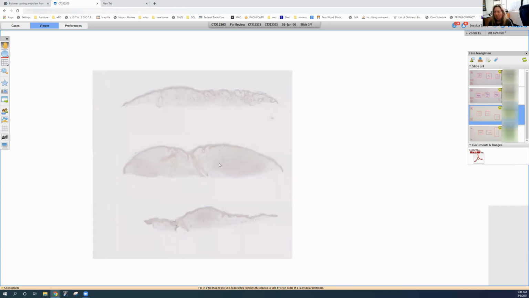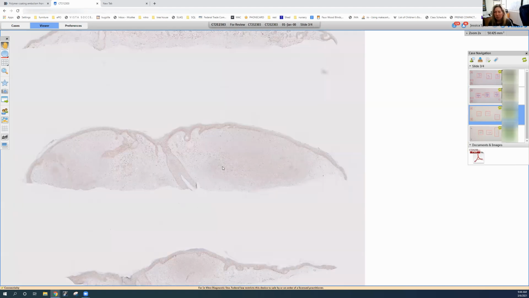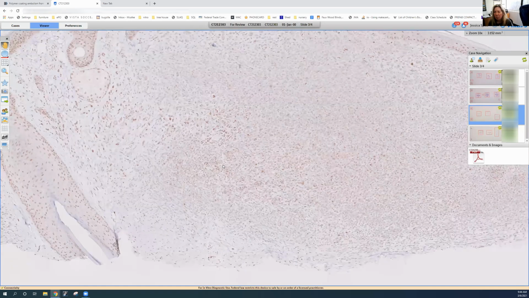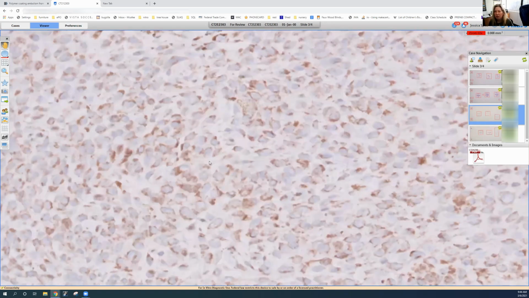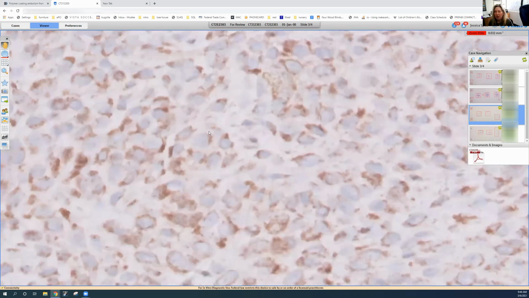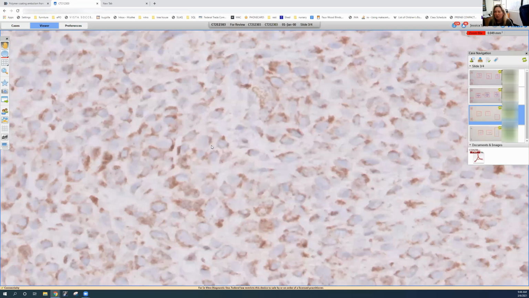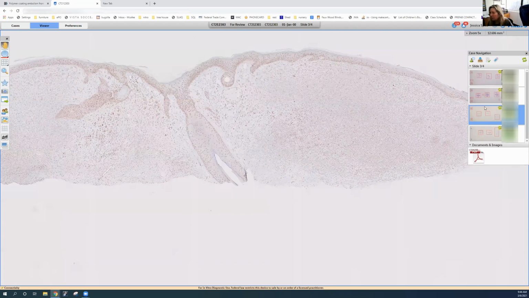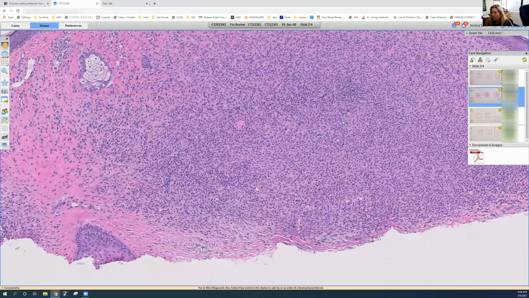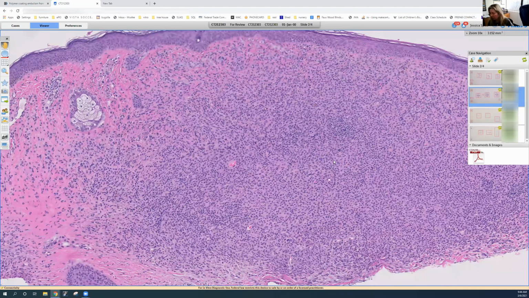And at low power, it kind of looks like maybe the tumor cells are staining for BAP1. But what we look for in a BAP1 deficient nevus is loss of BAP1 expression in the nucleus, and that's what we have. The nucleus is not staining. We have a little bit of cytoplasmic staining here. So we've got BAP1 loss, and this is really good for BAP1 deficient nevus.